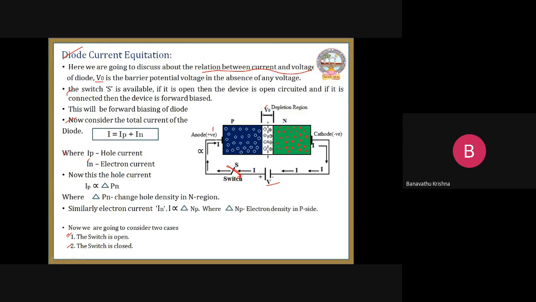In the positive area, the switch is closed and the positive terminal is connected to the positive area, so obviously the holes move towards the junction. Why? Because these are charge particles having positive charge. When we apply the positive terminal, they repel each other and move towards the junction. Because of this condition.